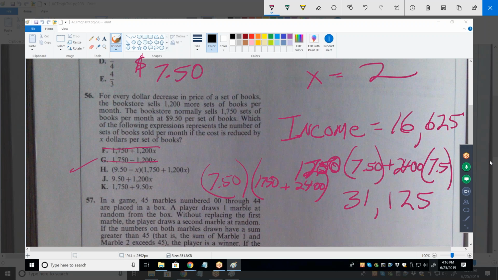Okay. And then I'm certain of it. Now, there's no way J is that, 2,400 plus $9.50, and there's no way K is that. So we really found only one answer that was equal to 31,125. We go with it. Okay. Yes, sir.